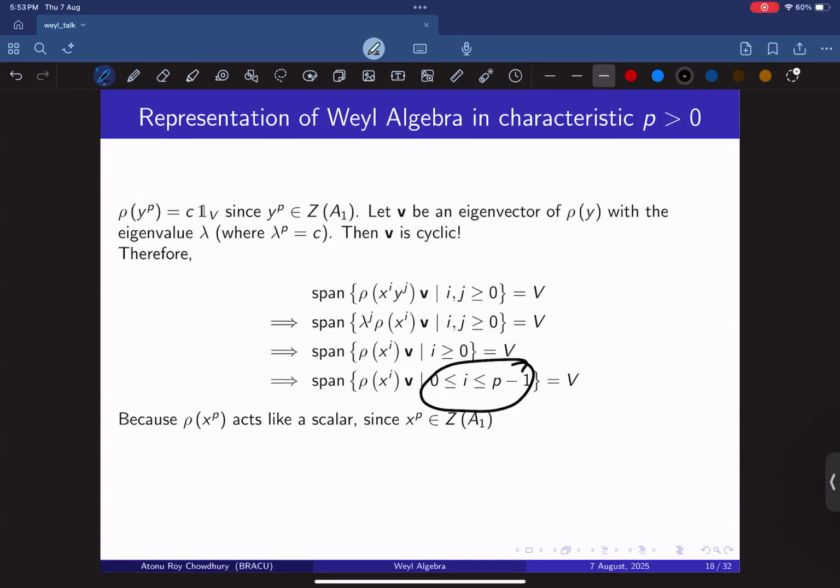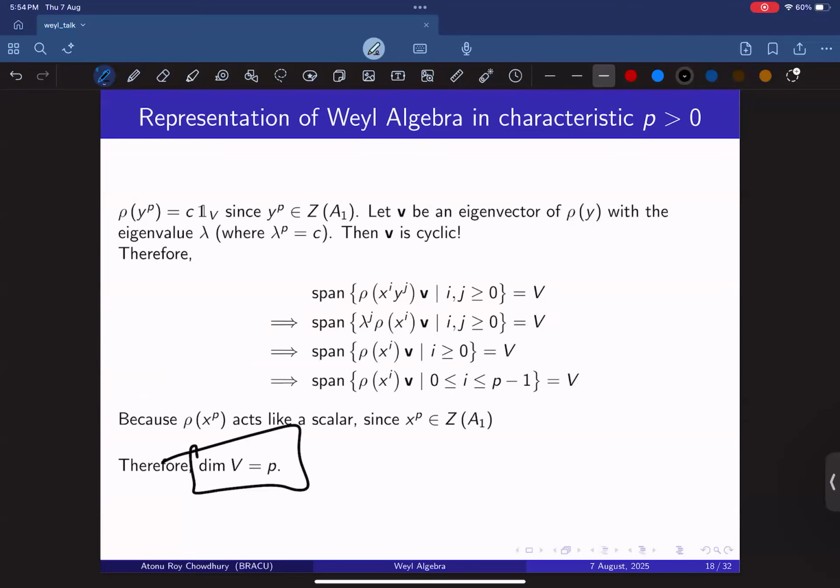Now, how many elements are there in this set, rho of x to the i acting on v, where i ranges from 0 to p minus 1? We have p elements here. So a set of size p spans everything in V, right? Therefore, what is the dimension of V? We cannot exactly say that the dimension is p yet, because we know that a set of size p spans. That means the dimension is at most p, right? And previously we have shown that the dimension is at least p, because p divides the dimension. Therefore, the dimension has to be exactly p.